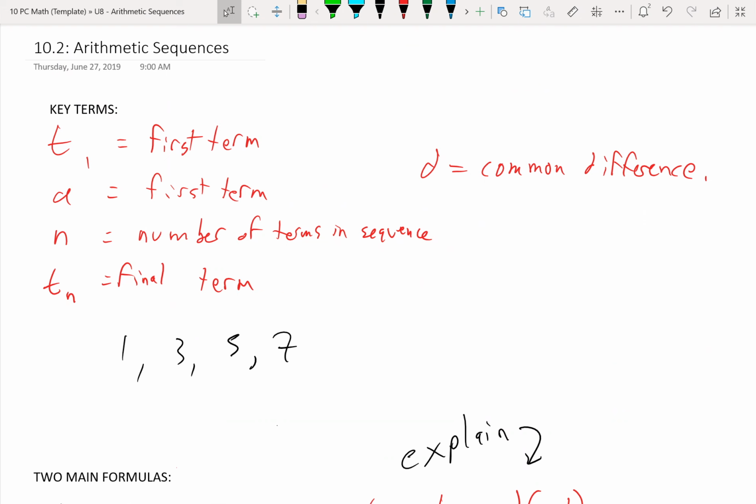All right, so this time we're talking more about sequences, but our main goal today is to be able to use formulas to calculate numbers within a sequence. Like, what is the sixth number, stuff like that. So there's some terms we need to know.